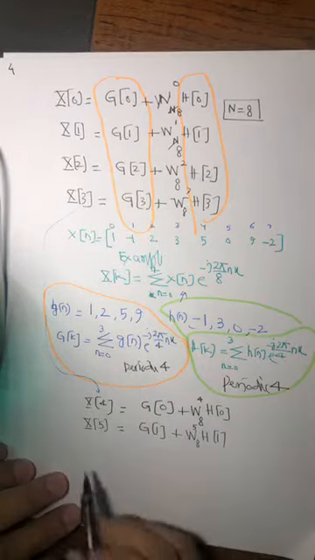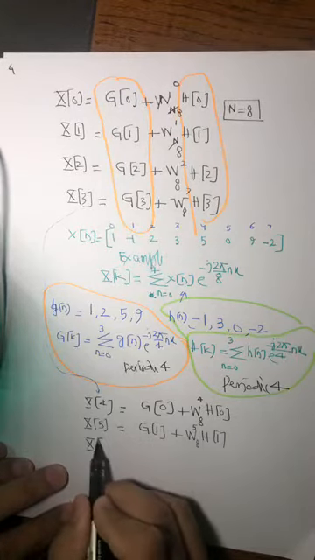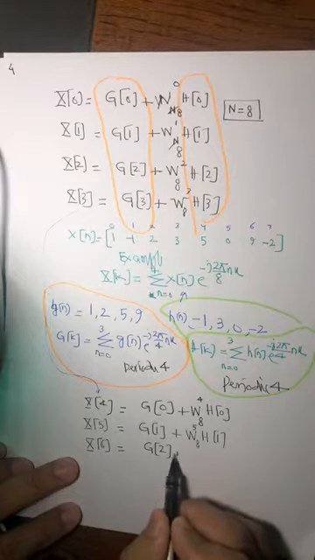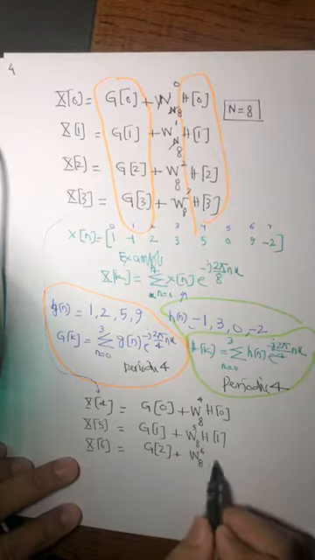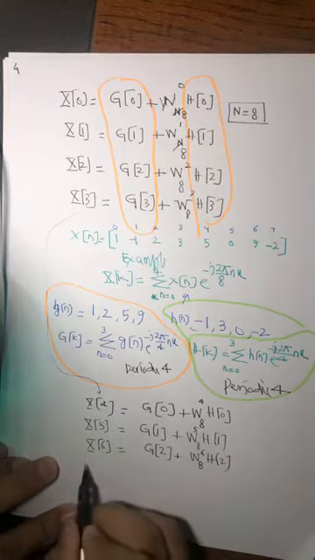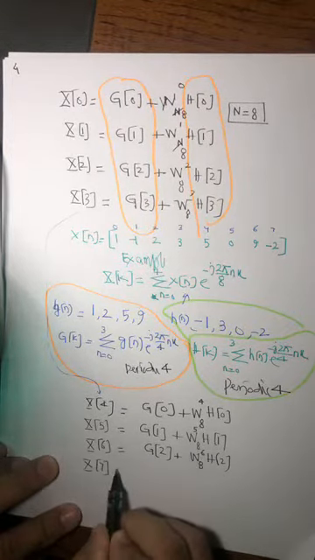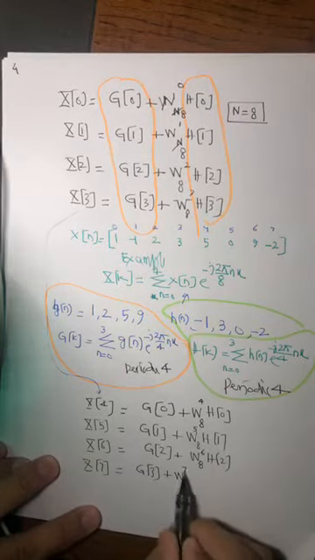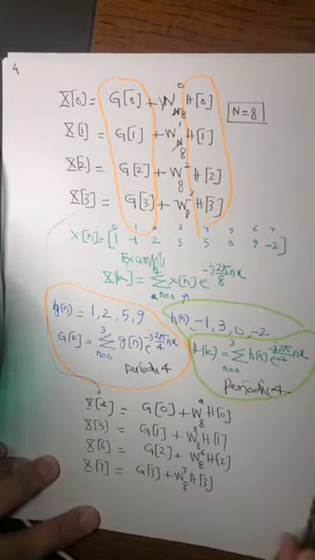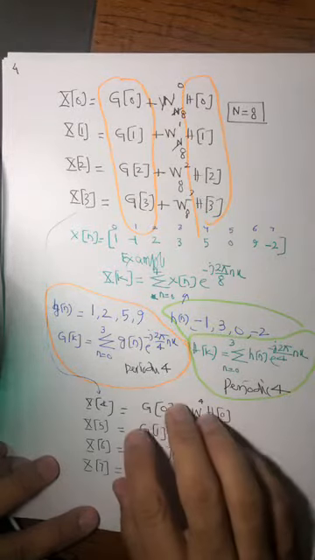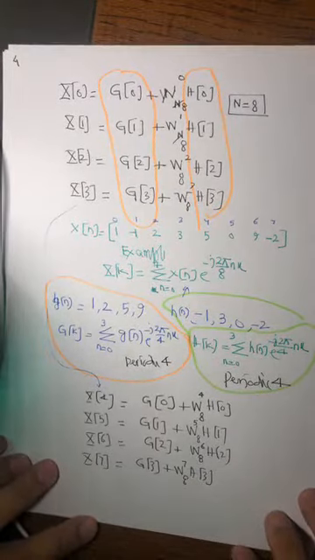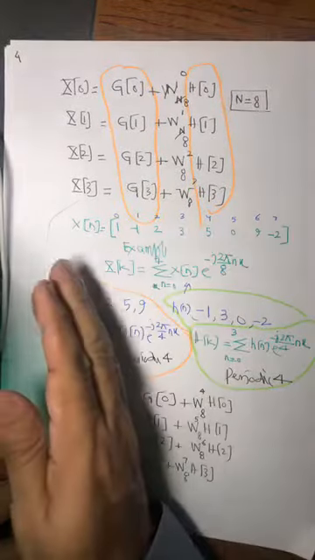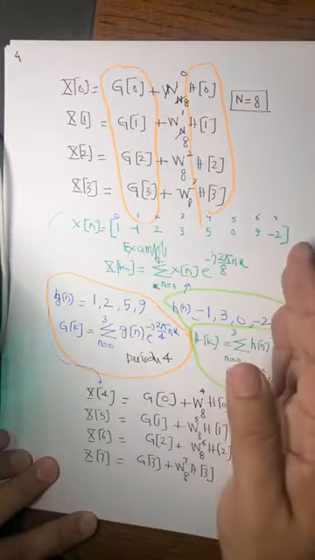So you are getting this saving, and X6 is G2 plus W8^6 H2, and the last point X7 is G of 3 plus W8^7 H of 3. So this part is all saving. Okay, and then Cooley and Tukey thought, why even stop here, because this is an independent DFT and this is an independent DFT.